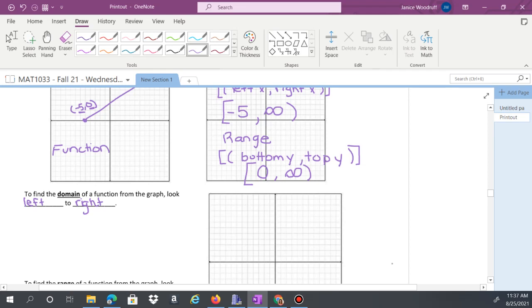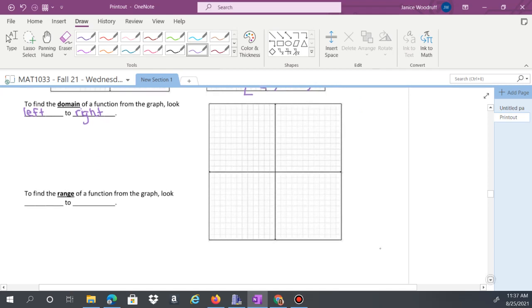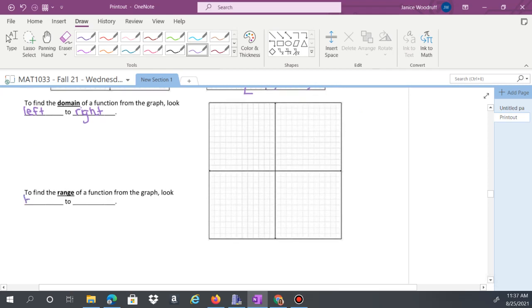Give you a second there. We'll draw our next graph. Bottom to top. Okay, our next graph, let's go with, make some 1, 2. So start at -2, draw an open circle. -2, 0. And we'll just go over here.